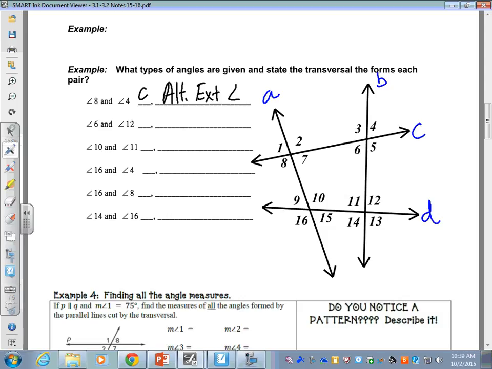Alright, so 6 and 12. Who would be the transversal for 6 and 12? B is the transversal. And then what's the relationship with their transversal? They're alternate and they're interior. They're in between C and D. So this would be alternate interior.